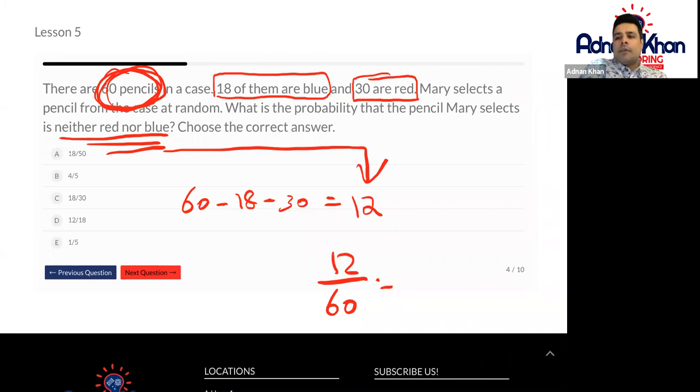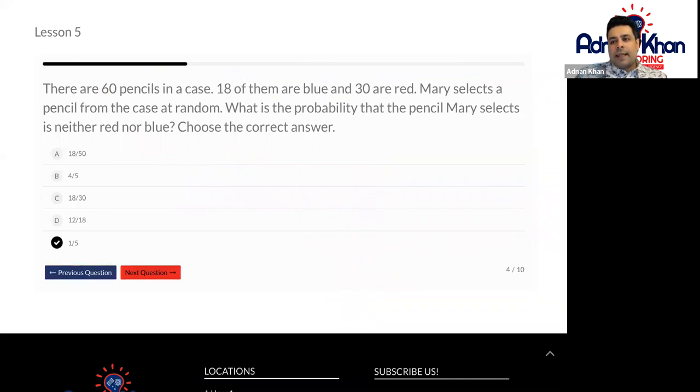Do you remember what I did with the previous question? I simplified it. So shall we try and simplify this one as well? Okay, so which number can divide into 12 and 60? Let's go for 12. So 12 goes into 12 once, and 12 goes into 60 5 times. So in this case, 1/5 of the pencils that Mary selects are neither red nor blue. All right. So in this case, 1/5 will be the correct answer, which is E.